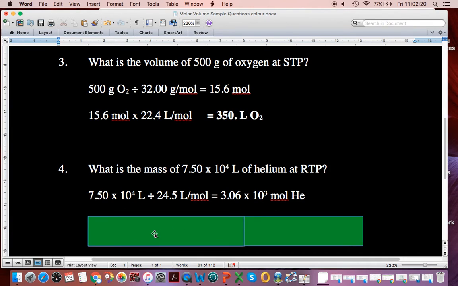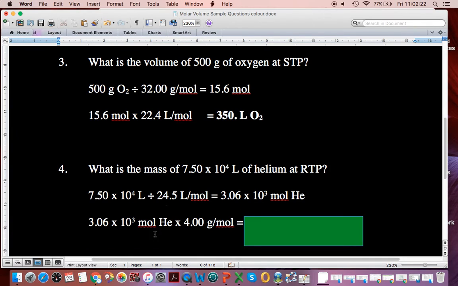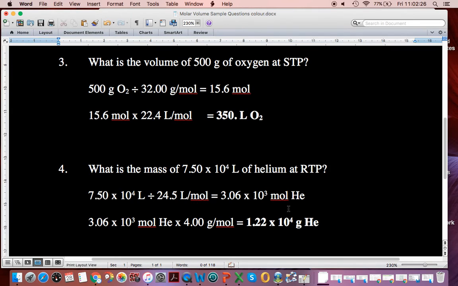I take my number of moles. Now I multiply by the 4.00 grams per mole for helium from the periodic table. And I get 1.22 times 10 to the 4 grams of helium. So that should be incredibly enjoyable and painless.